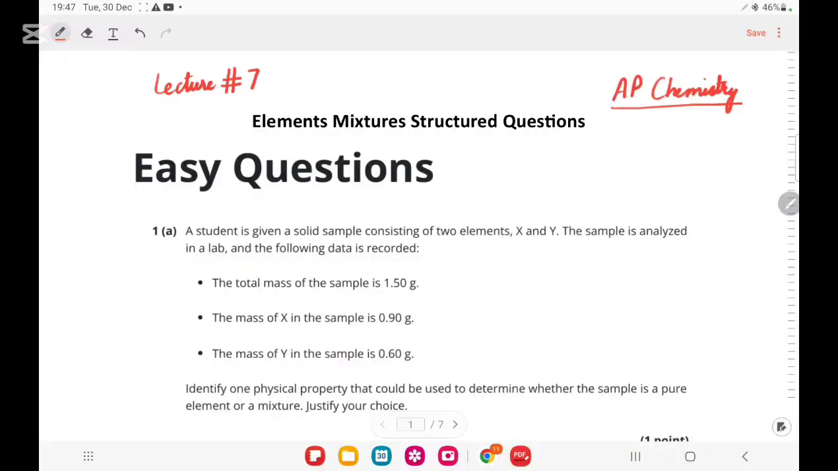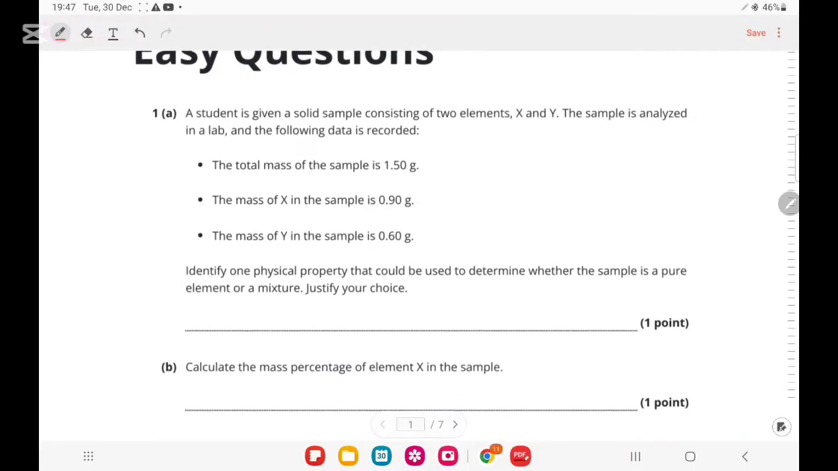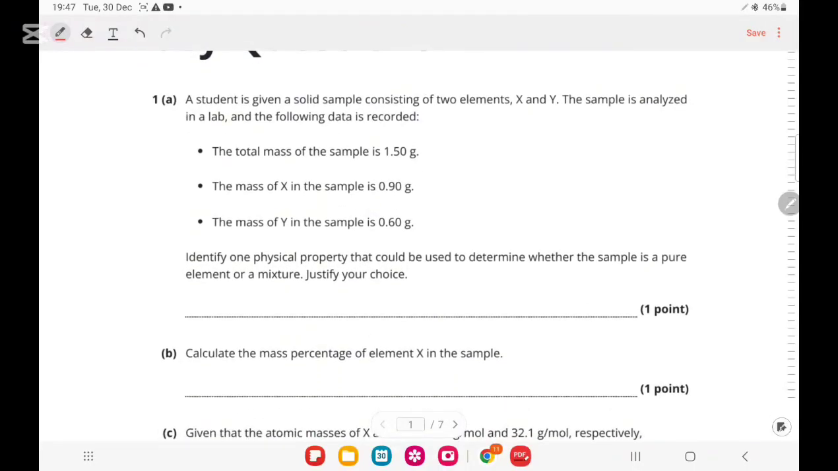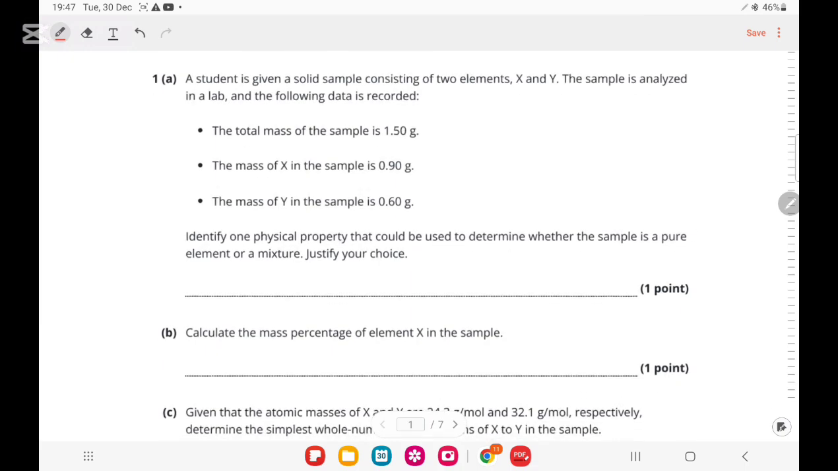Lecture number 7, AP Chemistry, and we are discussing structured questions related to elements and mixtures. In question number 1, a student is given a solid sample consisting of two elements X and Y. The sample is analyzed in a lab and the data is recorded. The total mass of the sample is 1.5 and the mass of X in the sample is 0.90 and the mass of Y is 0.60. Identify one physical property that can be used to determine whether the sample is a pure element or a mixture.